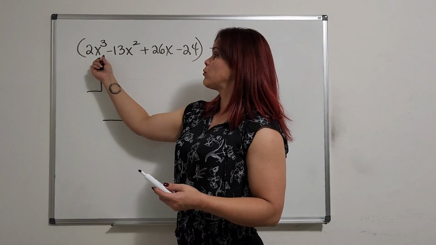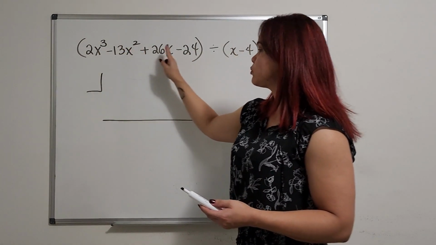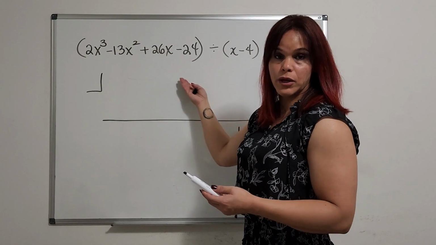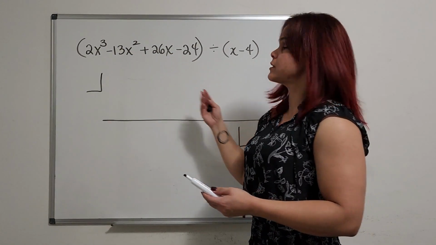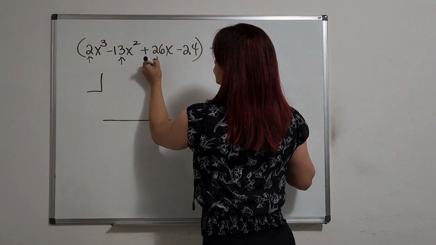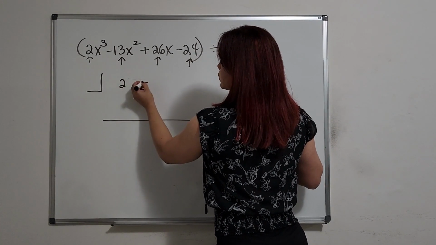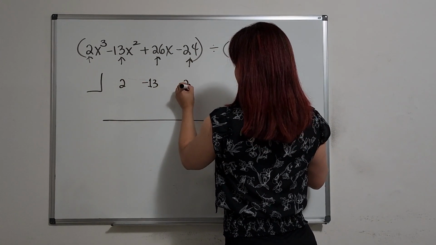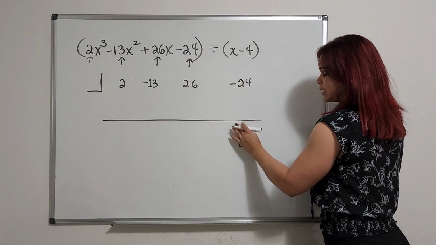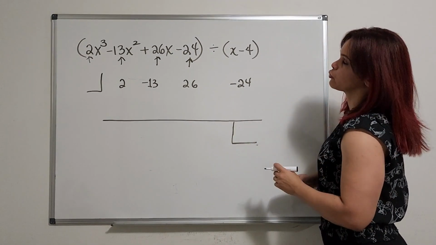This is a polynomial of degree 3. So here we have it in order. We have the degree 3 term, degree 2, degree 1, and the constant. If I were to miss any terms in the middle, I just write a 0 to hold that place. So the coefficients here are 2, negative 13, 26, and negative 24. And I write them down here, making sure that it's in line with this last box that I drew here.